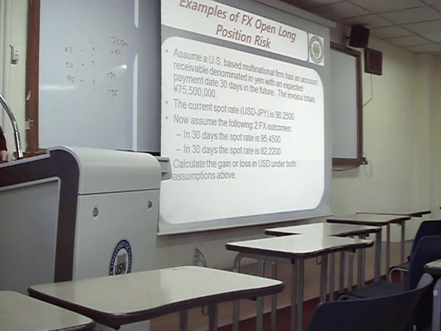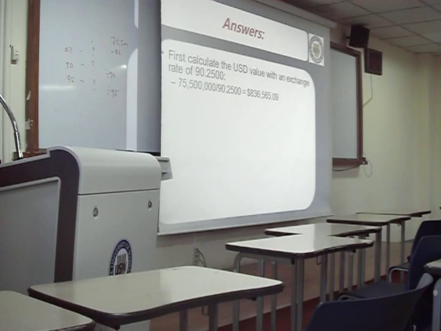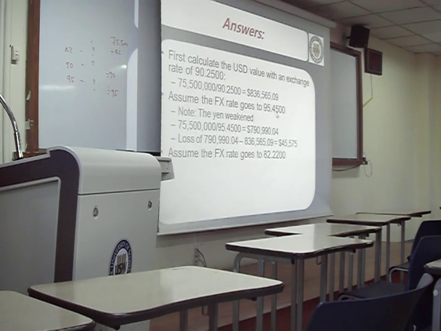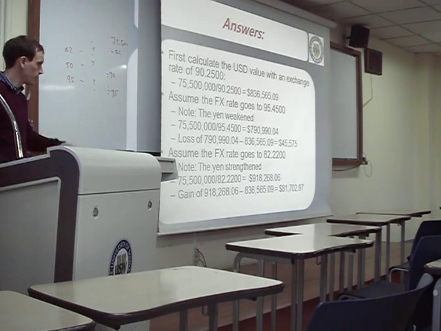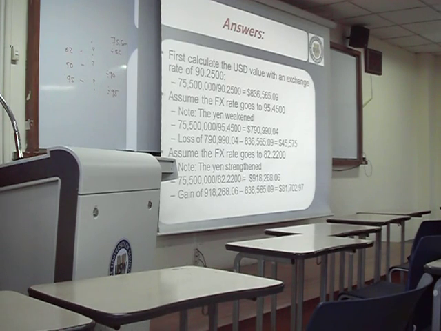So we should end up with this sort of a calculation, right? So 90 is 836,565. Then the yen weakens, it's going to be 790,000. So the yen weakens is here, 95, we said, okay? So we get this one minus this one, it's going to be a 45,000 loss. Assume the FX rate goes to here. The yen gets stronger, we can gain 81,000, okay?